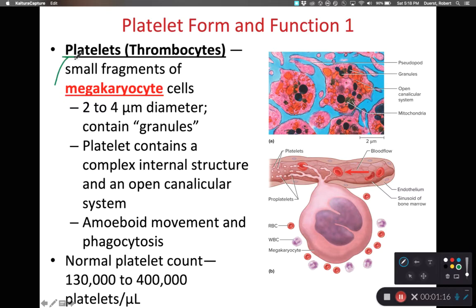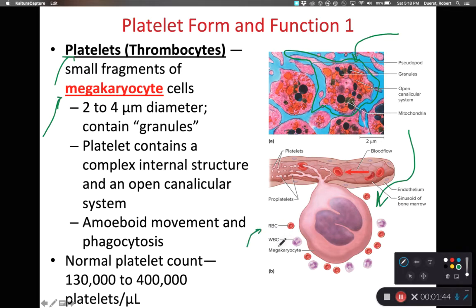So here we have the platelet, also known as the thrombocyte. A thrombocyte is just a small fragment of a different cell type called a megakaryocyte. Here we can see a photomicrograph of a megakaryocyte, and this is kind of difficult to distinguish because of all the false color given to it. I think it's a little bit easier to look at the figure at the bottom of our screen.